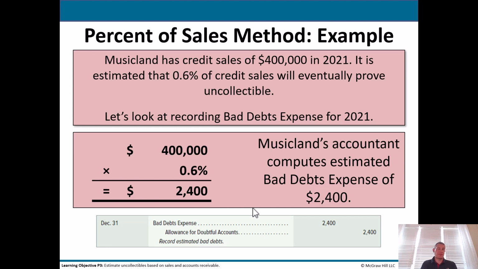So as an example, you'll see how this one's really easy. Musicland has credit sales of 400 grand in 2021. It's estimated that 0.6% of credit sales will eventually prove uncollectible. So let's look at recording bad debt for 2021. As you can see, we're just taking the 400,000 times 0.6%. Be careful putting that in a calculator. Make sure you put 0.006 to get the right number, and then you'll get the 2,400. And that's it. That's all you do. And then we're going to debit bad debts expense, credit the allowance in the amount of 2,400.